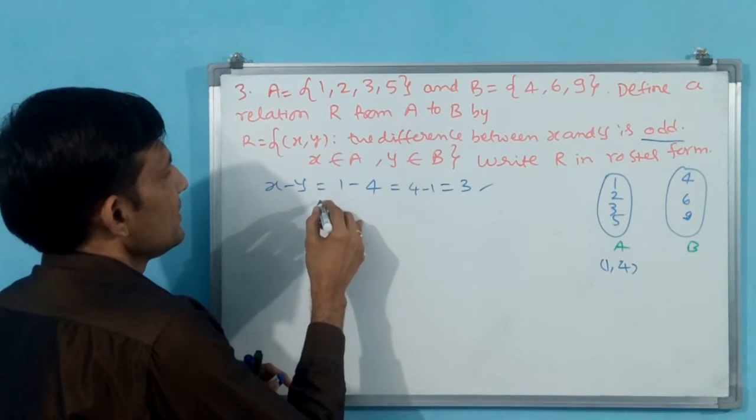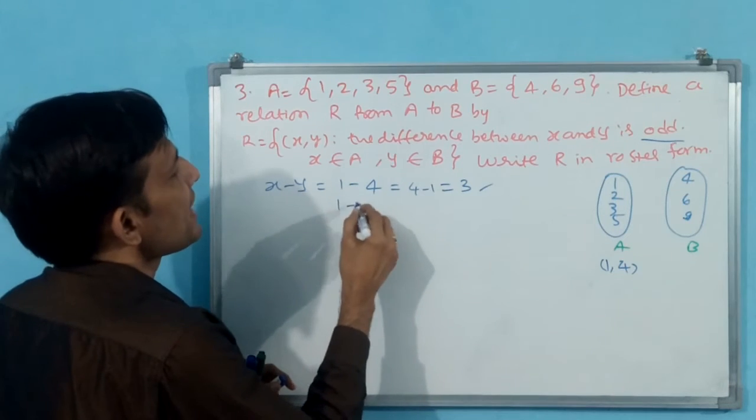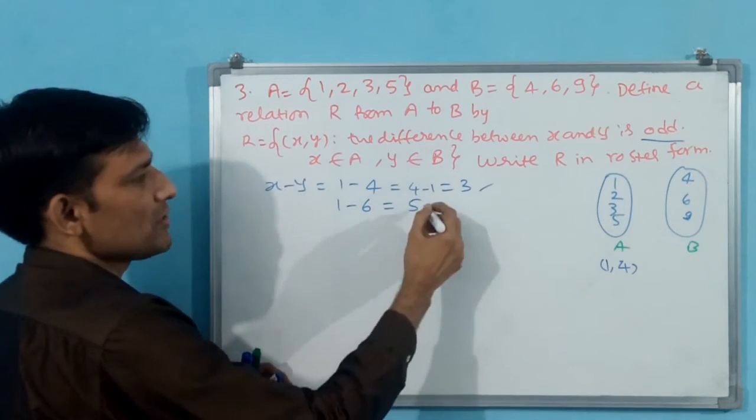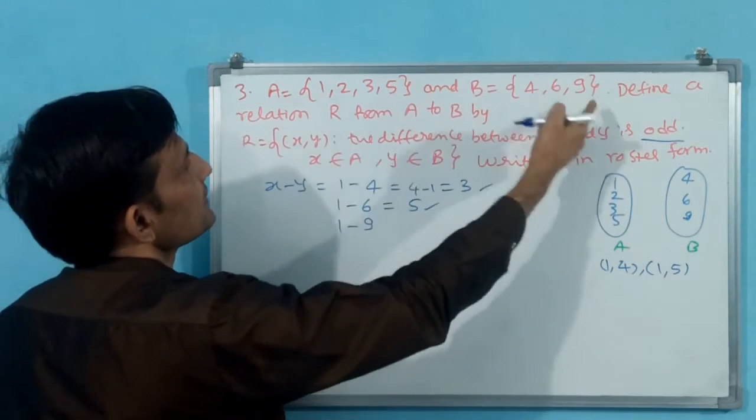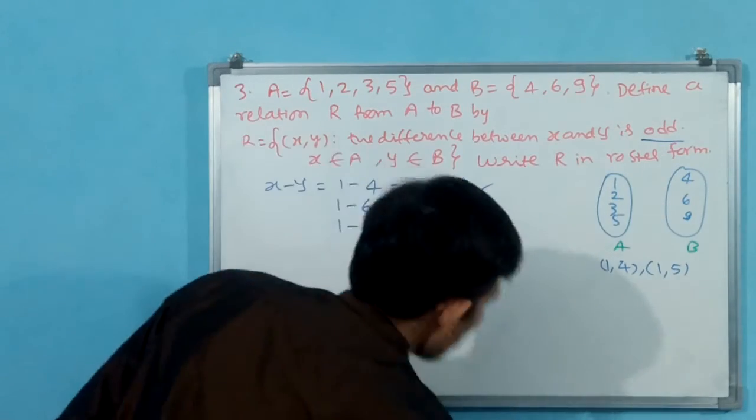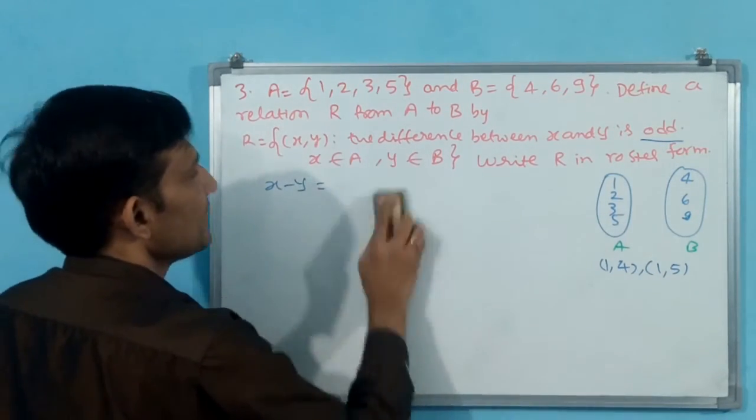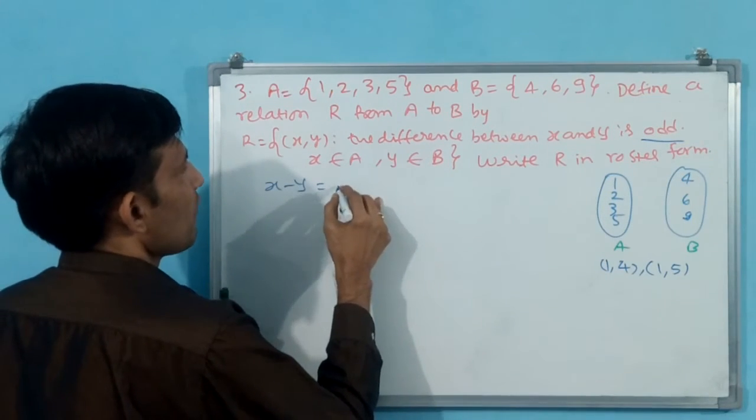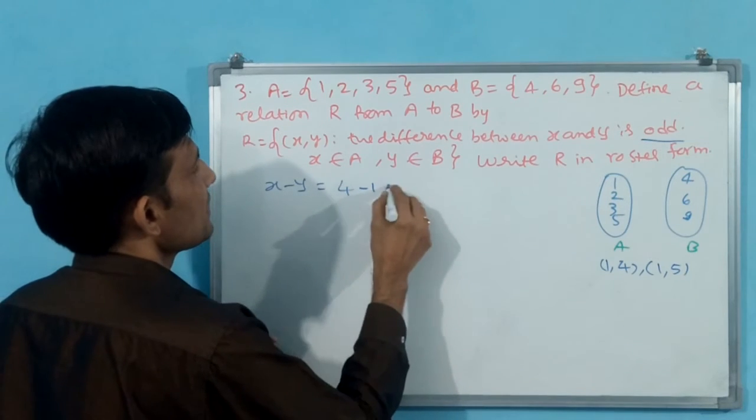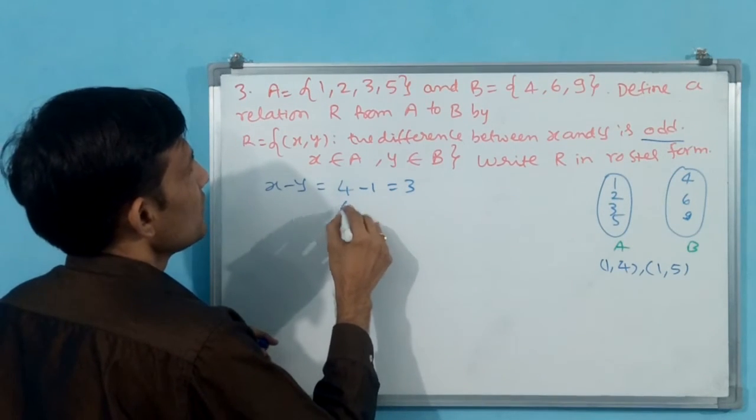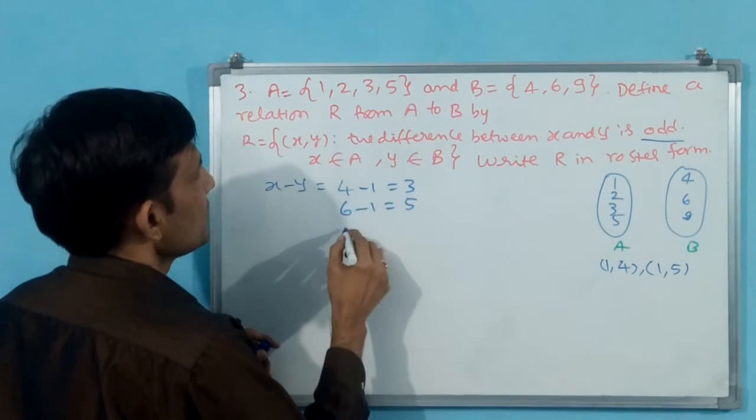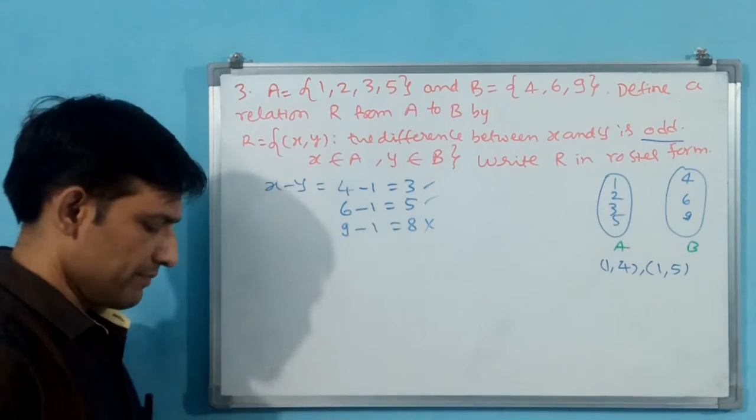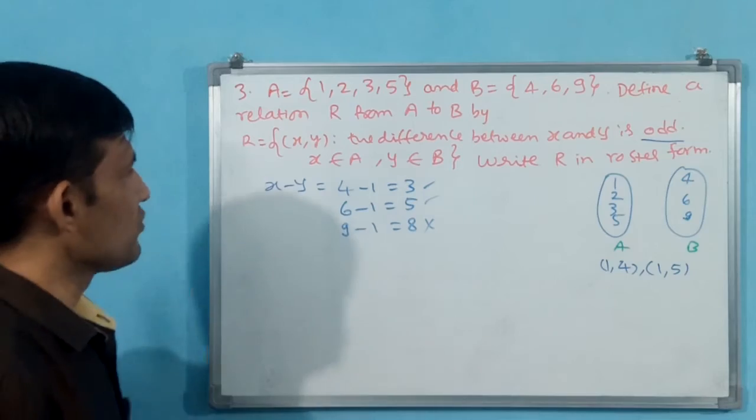Then I am going to take 1 minus 6, that is, 6 minus 1, equal to 5. Then 1 minus 9. Four minus 1 is equal to 3. 6 minus 1 is equal to 5. 9 minus 1 is equal to 8. These are okay, but this is not okay. 8 is an even number. That is why we should not take it.